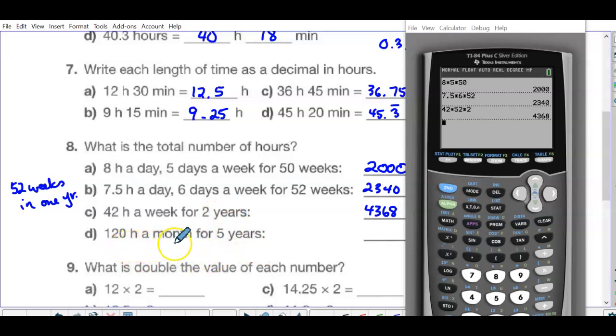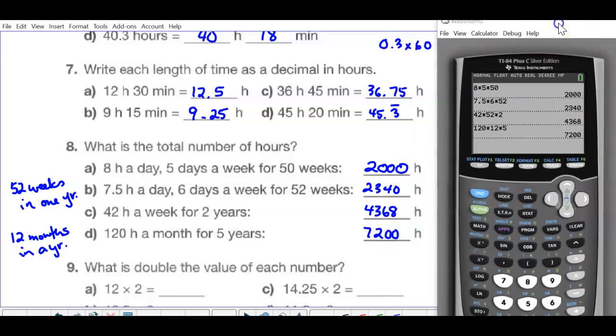Then 120 hours a month for 5 years. Okay, so how many months in a year? There are 12 months in a year. So we're going to do 120 hours a month times 12 months times 5 years. So that's 7,200 hours.